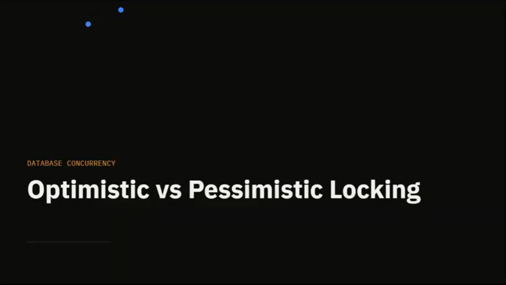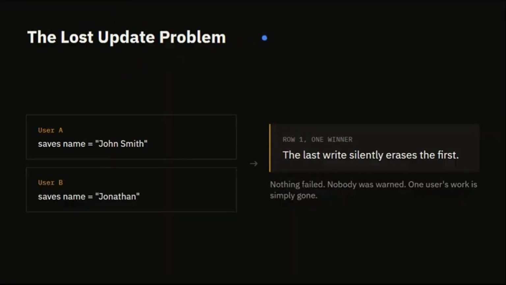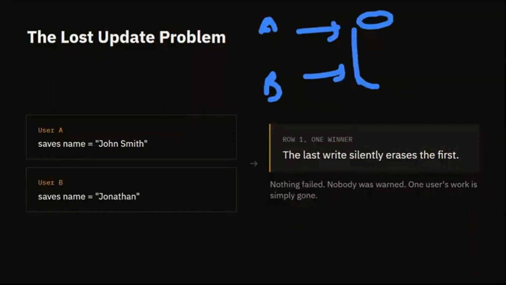Hi everyone. In this video, let's understand pessimistic locking and optimistic locking in the simplest way possible. Imagine two users are trying to update the same database record at the same time. Consider user A and user B are updating the database record at the same time. If both save their changes without any control, one user's changes might override the others, right?